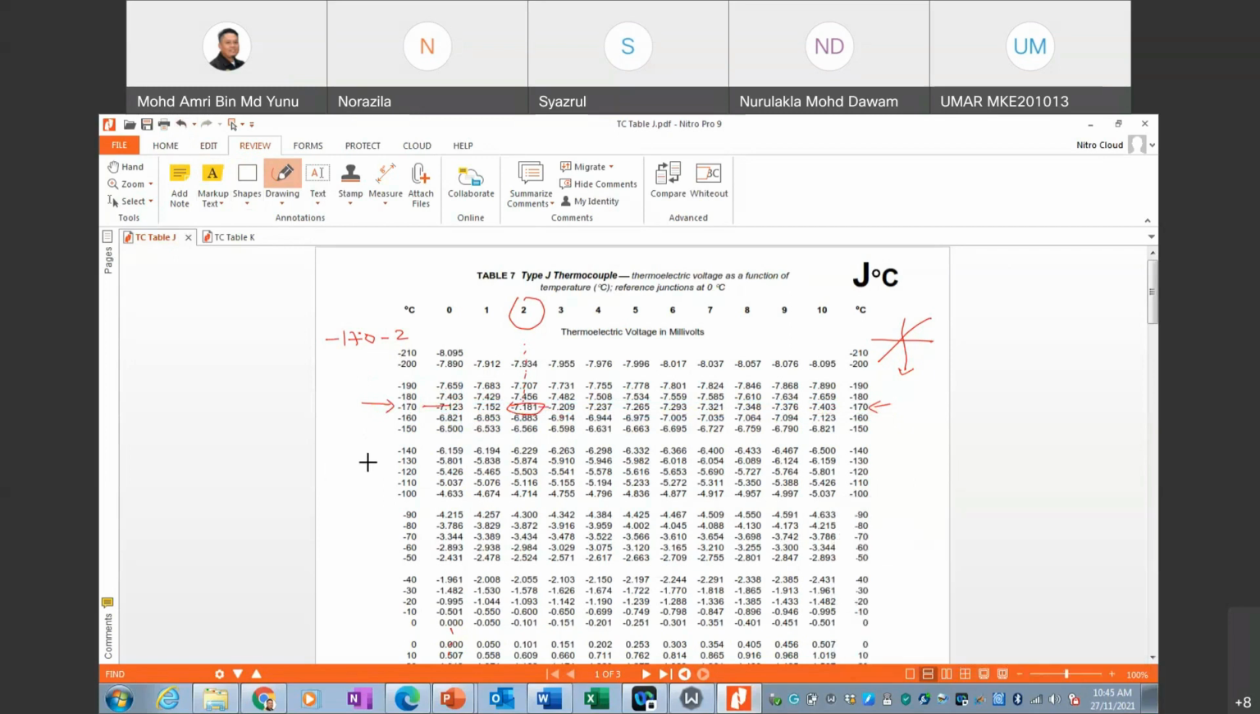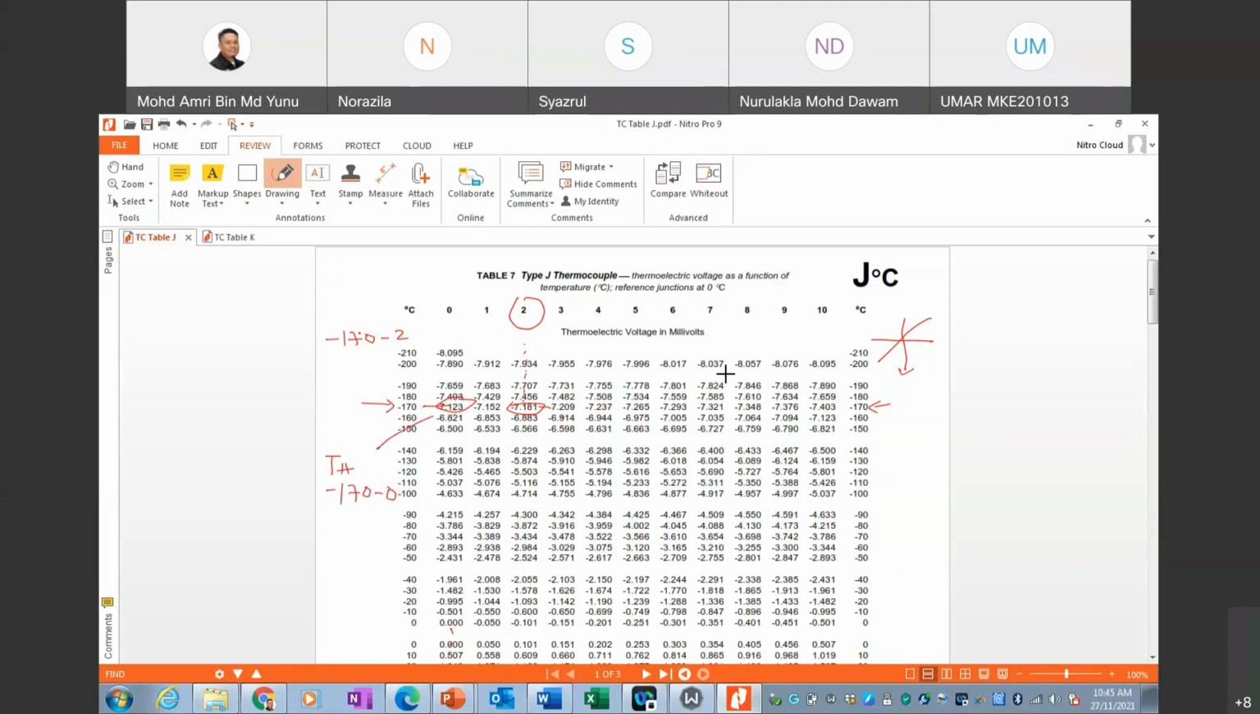Yeah, let's say I choose this point, whereas the TH is negative 170 plus or minus 0, which is negative 170 degrees Celsius.